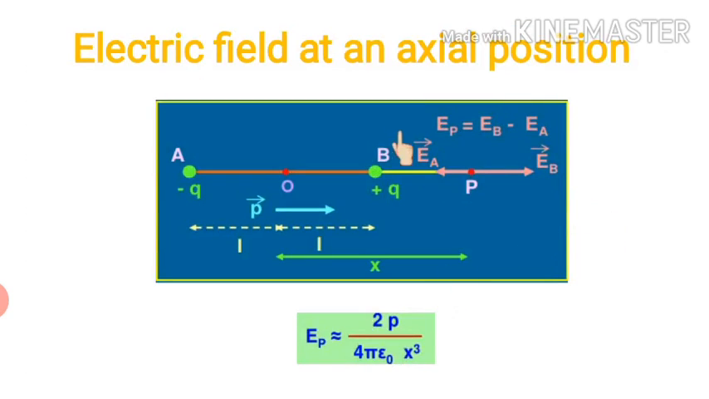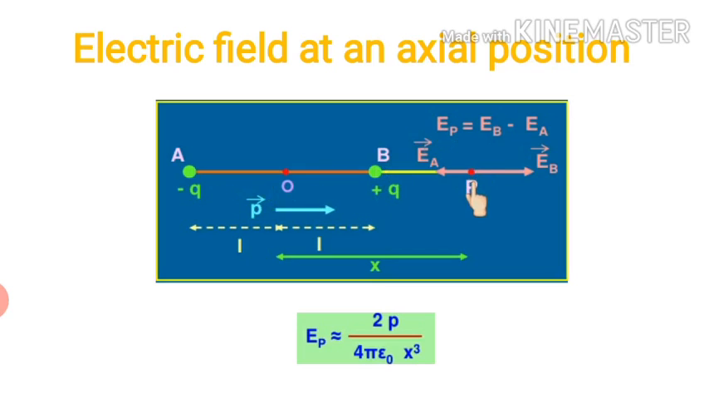Now suppose we want to calculate electric field due to an electric dipole at an axial position. Here in this picture we can clearly see that AB is an electric dipole. It consists of two charges minus Q and plus Q. They are separated by 2L distance. Point P is an axial point as it lies on the dipole axis, and at this point P we want to calculate what the net electric field due to this electric dipole AB.